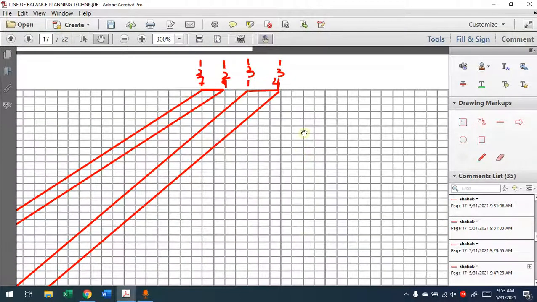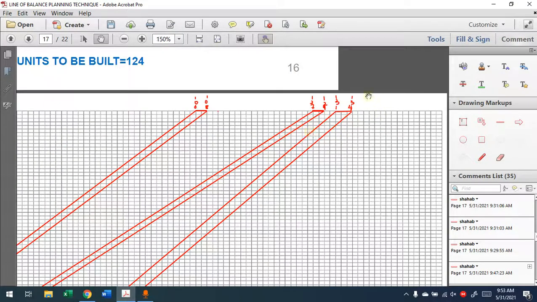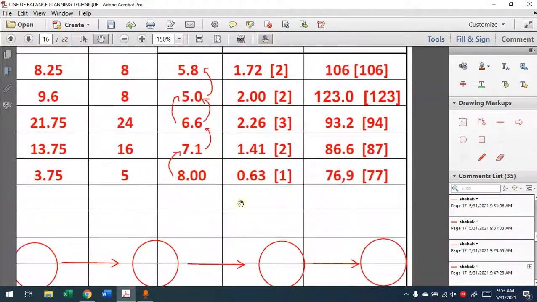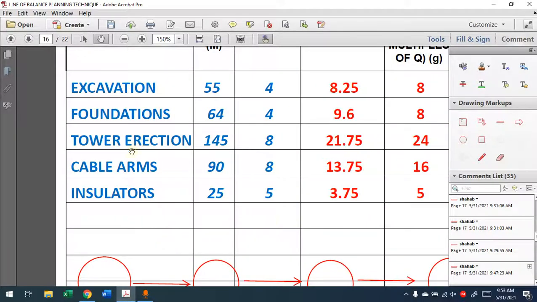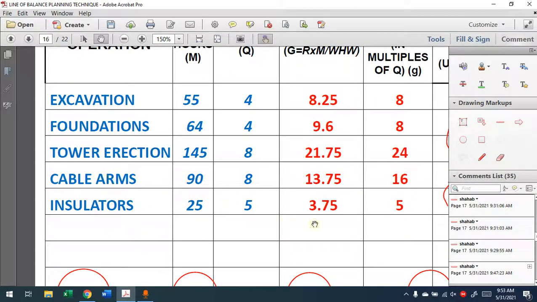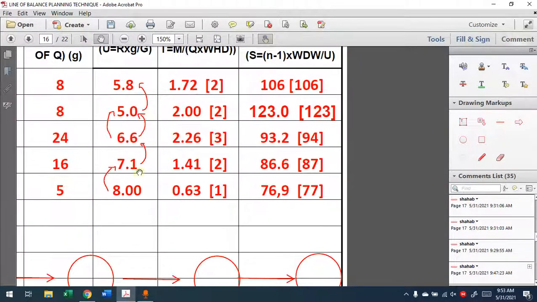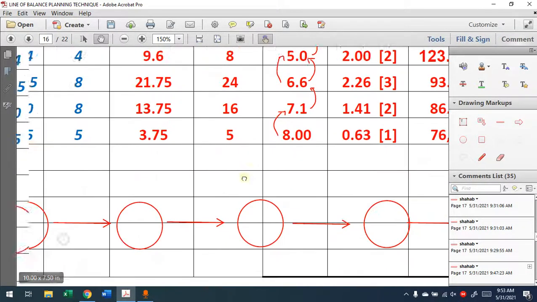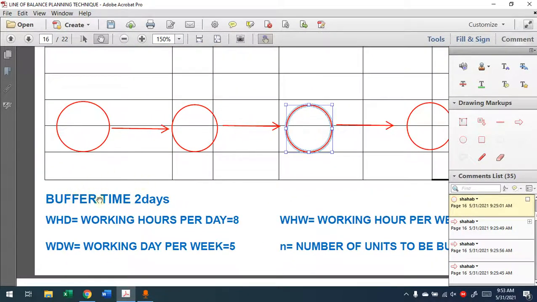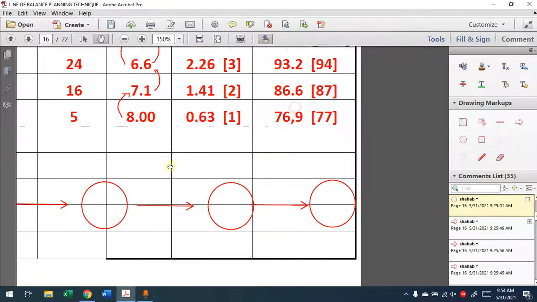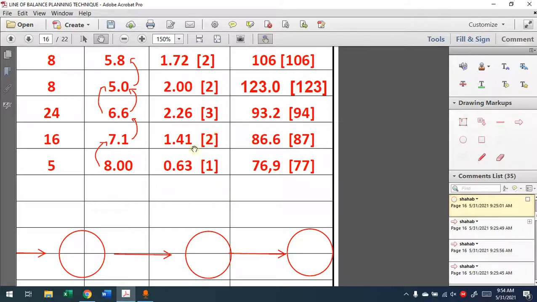Then let's continue to get used to drawing better. We'll go for the fourth one, cable arms. The natural rate is higher than the one it depends on, so I'll start from the top. We have a buffer of 2 days. This buffer is constant for all the activities, 2 days between, so I'll leave 2 days.